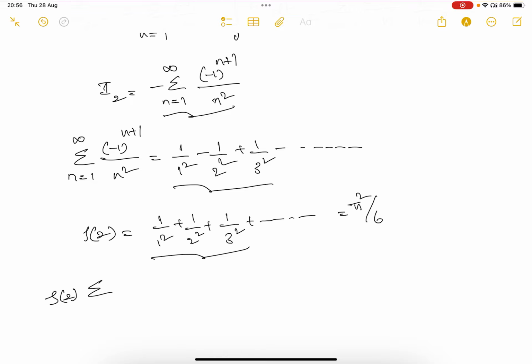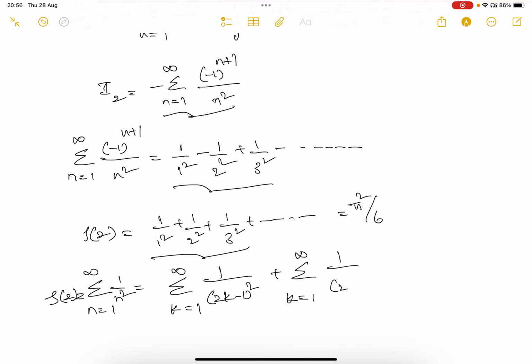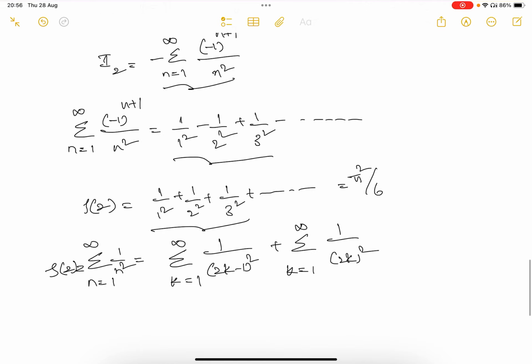Riemann zeta function of 2 is summation n equal to 1 to infinity 1 by n square. This is a combination of every number. Then split it into two terms, as summation k equal to 1 to infinity 1 by (2k minus 1) whole square plus summation k equal to 1 to infinity 1 by (2k) whole square. This will be the summation of odd numbers, and this is the summation of even numbers, I mean to say.